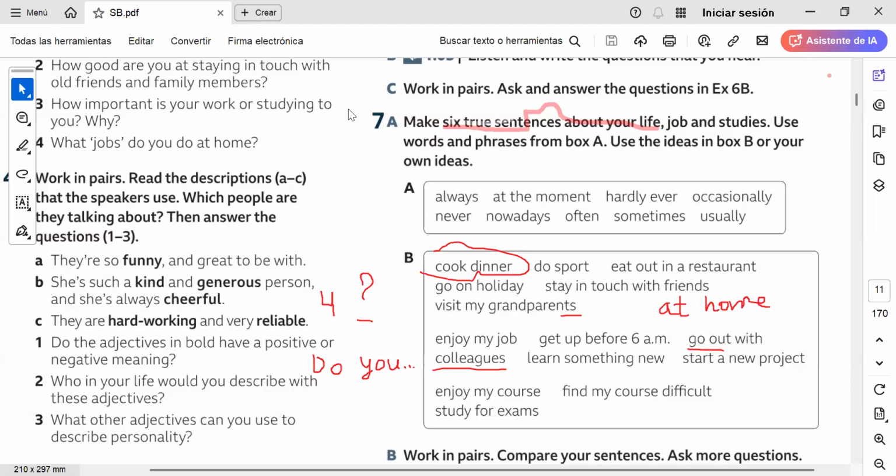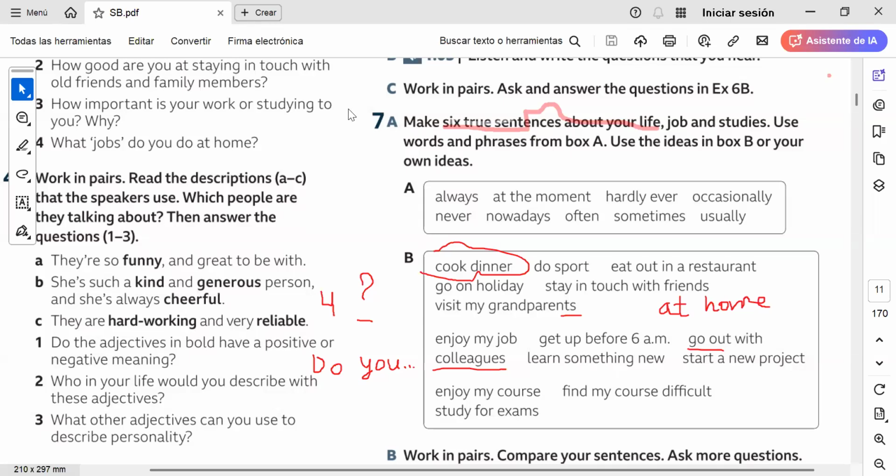Lily, do you usually do a sport? Nowadays, I hardly ever play sports. Fabian, do you usually study for exams? I often study for my exams. Okay.